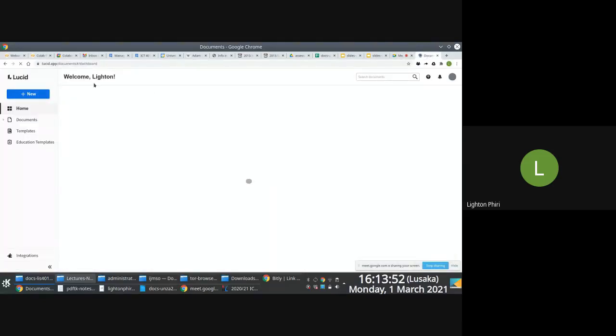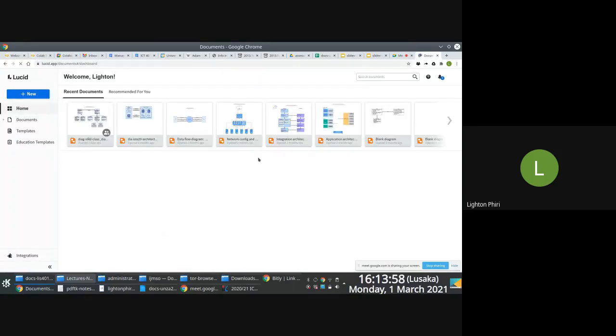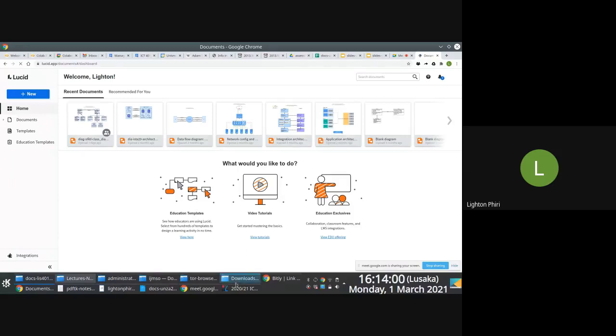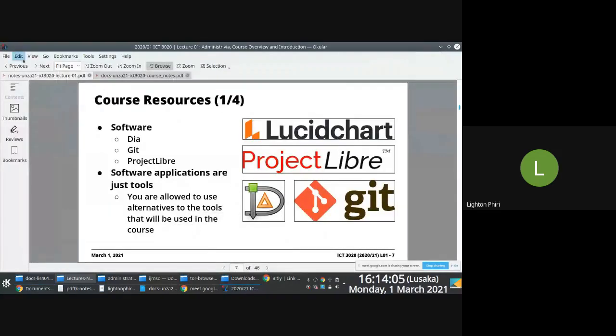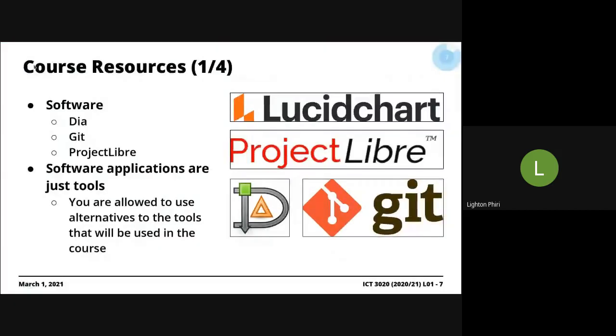I don't understand. So ideally, we're going to make extensive use of Lucidchart once we get to a stage where we start looking at the Unified Modeling Language, right? Once we start our discussion of the different UML models or diagrams that we tend to use when we're developing software, when we're designing software.